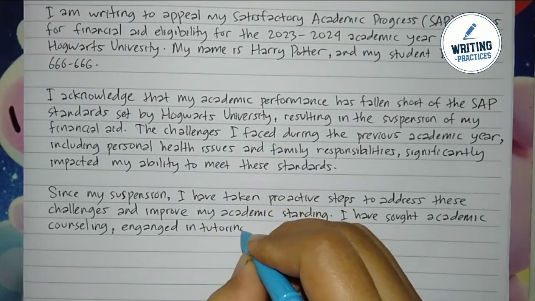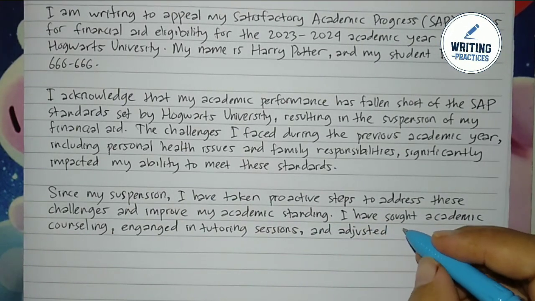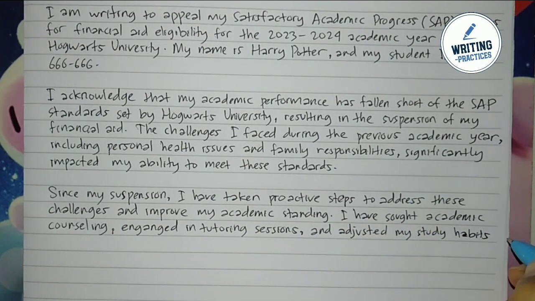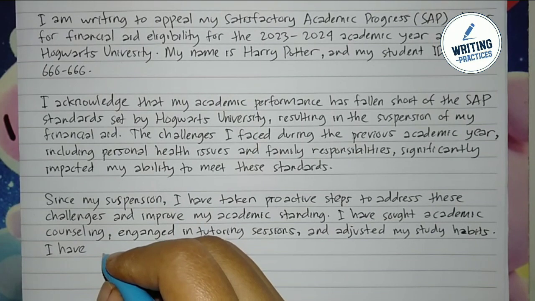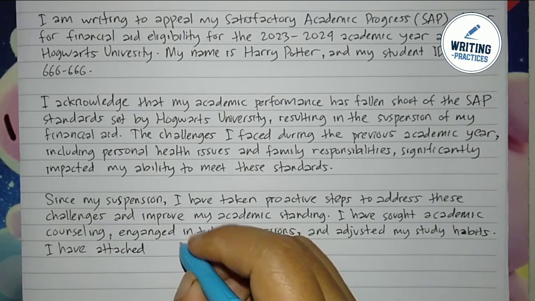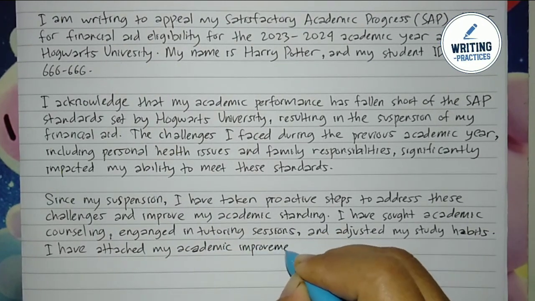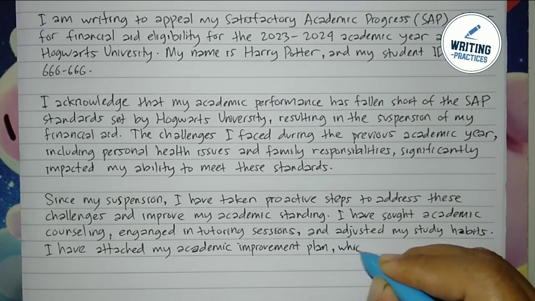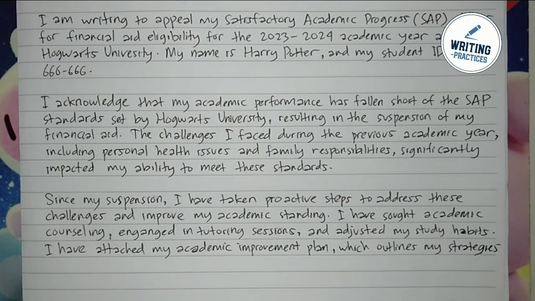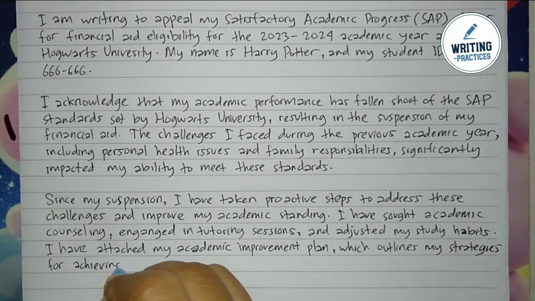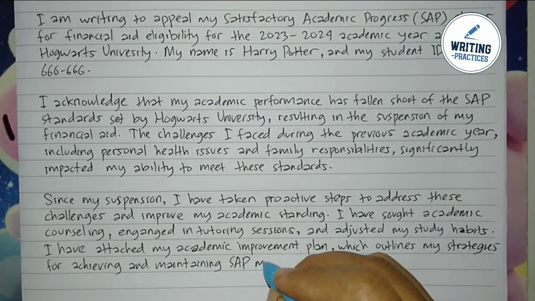For example, the writer here has sought academic counseling. The writer also engaged in tutoring sessions. Not only that, the writer also adjusted his study habits. To show that you are really serious, it is highly recommended that you send your academic plan. For example, you can write, "I have attached my academic improvement plan," and give more details about it. For example, it outlines your strategies for achieving and maintaining SAP moving forward, and so on. The recipient needs to know your efforts here.